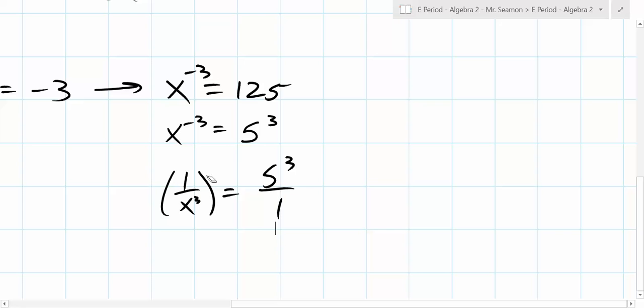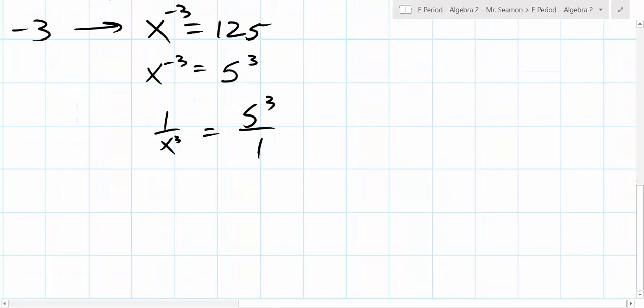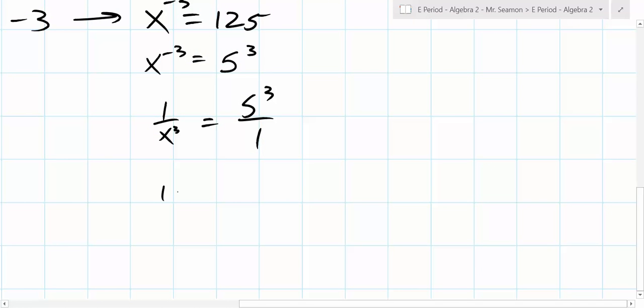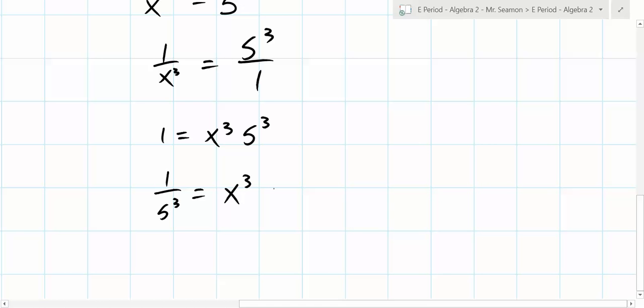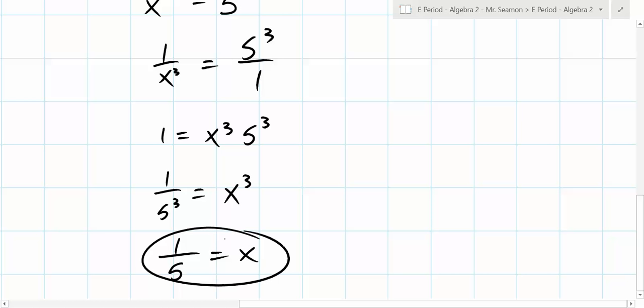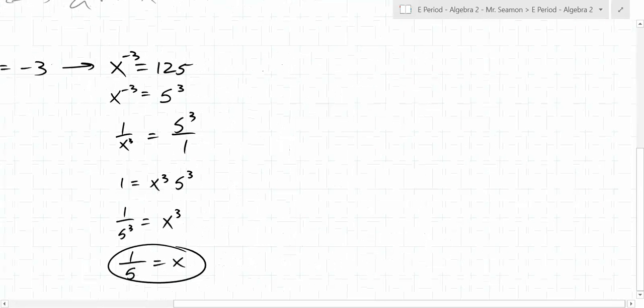So if you have two things equal to each other, what can you do? You could write it as 1 equals x to the third times 5 to the third, and then divide both sides by 5 to the third. So you have 1 over 5 to the third is equal to x to the third. How do you get rid of a cube? Take the cube root. So this is going to be 1 over 5 is equal to x. That's one path you could take.